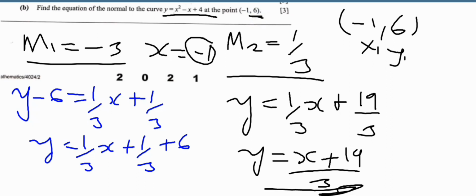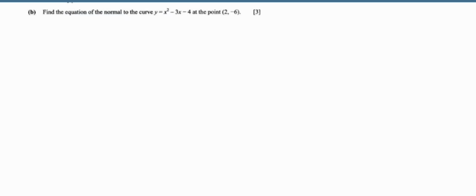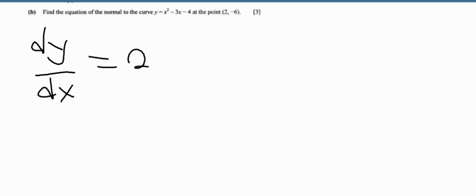The next question. We need to find the equation of the normal to the curve where y is equal to x squared minus 3x minus 4 at the point positive 2, negative 6. So the first thing here, we are going to find dy dx. Since dy dx is same as gradient, so dy dx of this one is just going to be 2x minus what? 3. That is our dy dx.